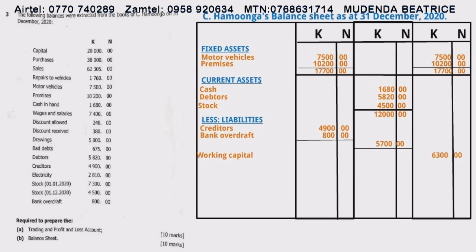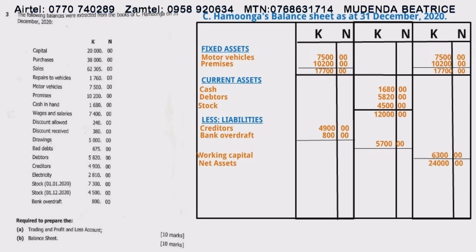Now when we add working capital plus fixed assets, that will give us net assets. So we say 17,700, which is coming from the total of the fixed assets: 7,500 plus 10,200 gives us 17,700. Then plus working capital, which is 6,300, gives us 24,000 kwacha. 24,000 kwacha is net assets.